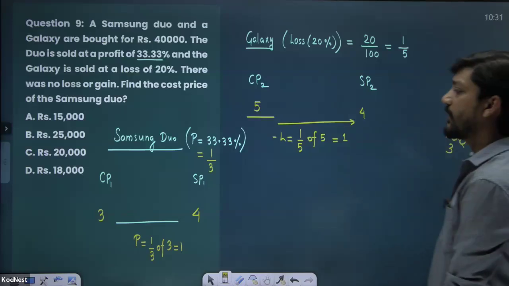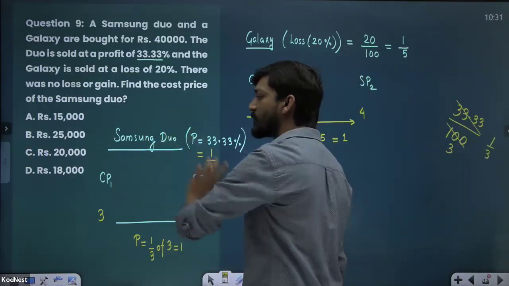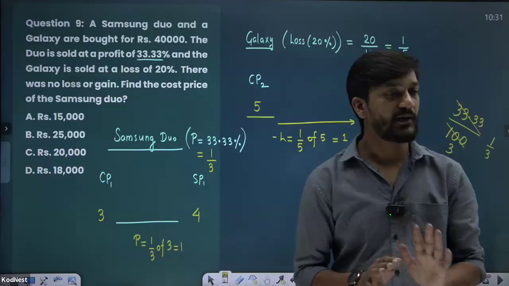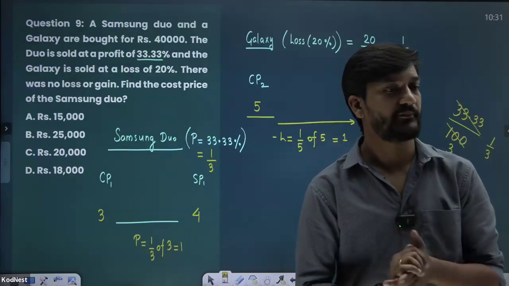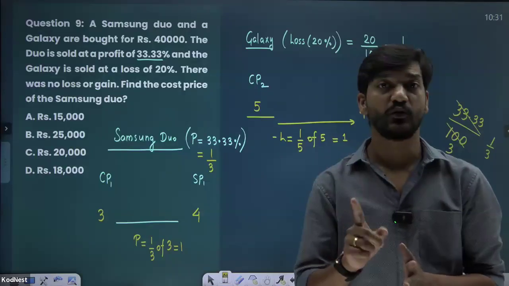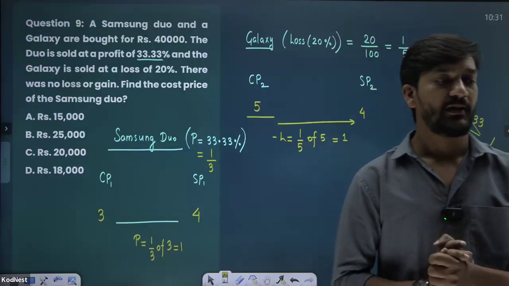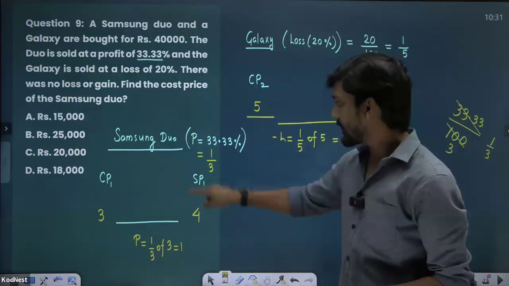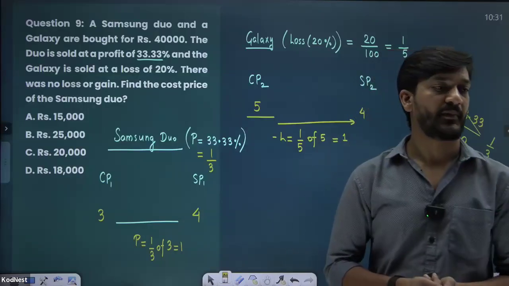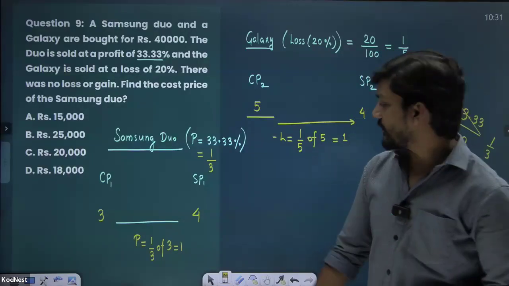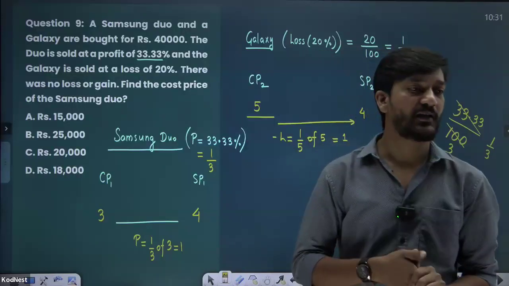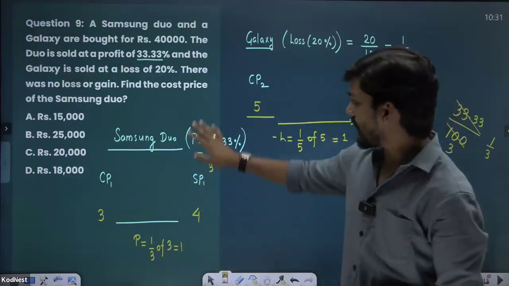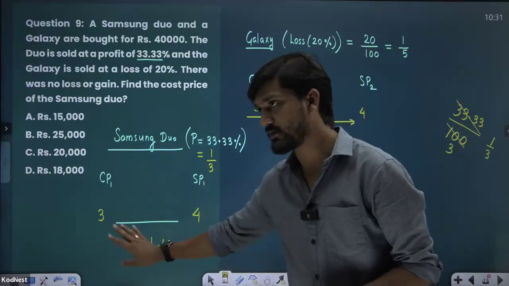Okay, let me start this way. Have they given the cost price of Samsung Duo? No. Only Duo. Have they given the selling price of this model? No. Have they given the profit on this model? That profit is 1,000 rupees, something like that? No. So nothing is given individually for this.